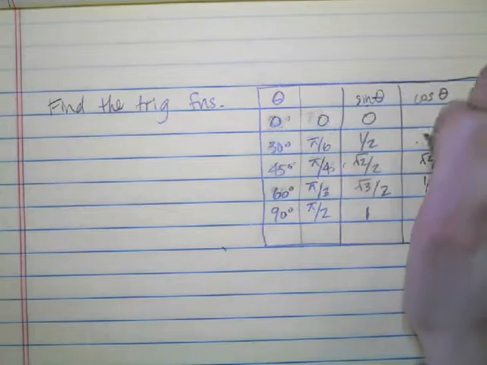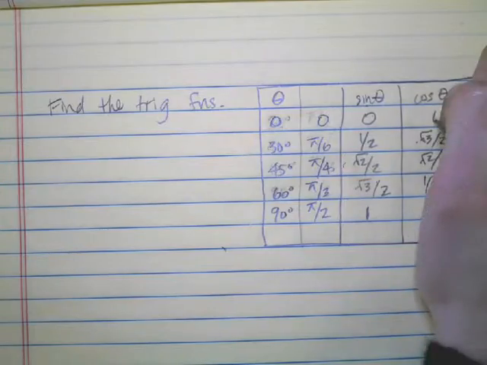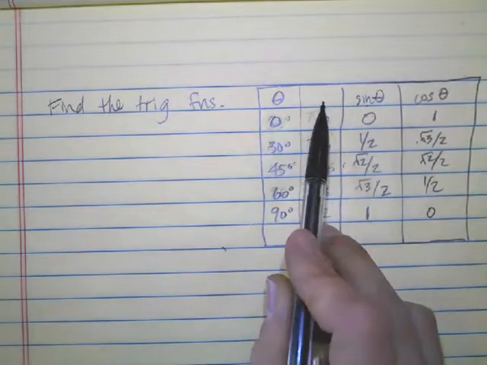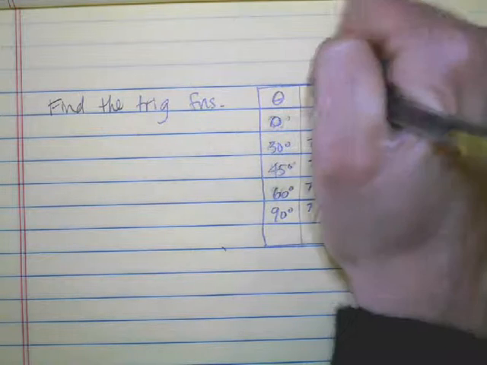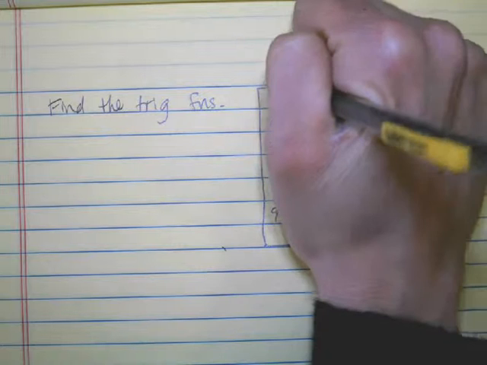What's the one next to the zero? This? It's the same. This is theta, this one's just in radians, and this one's in degrees.